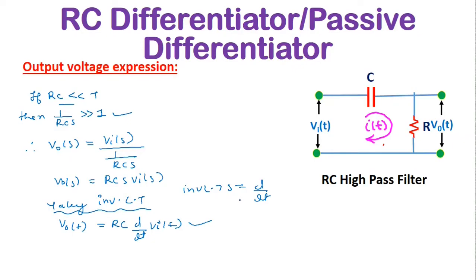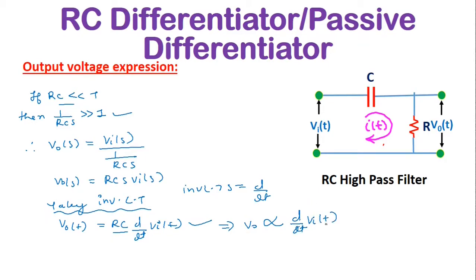Since the inverse Laplace transform of S is d by dt, we are getting d by dt in place of S here. So the output voltage Vo(t) will be equal to RC into d by dt of Vi(t). Since RC is a constant, from this equation the output voltage will be proportional to the differentiation of the input voltage.